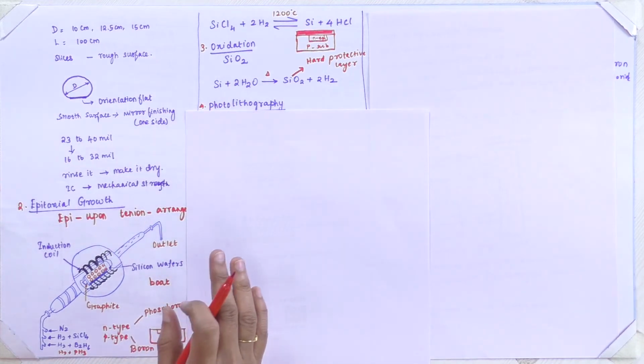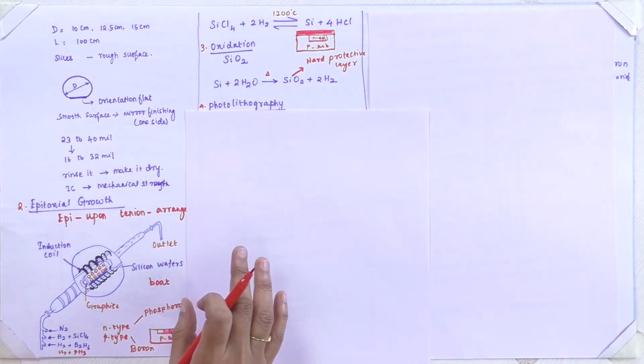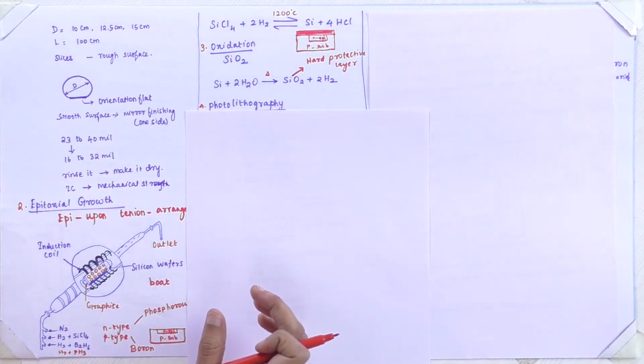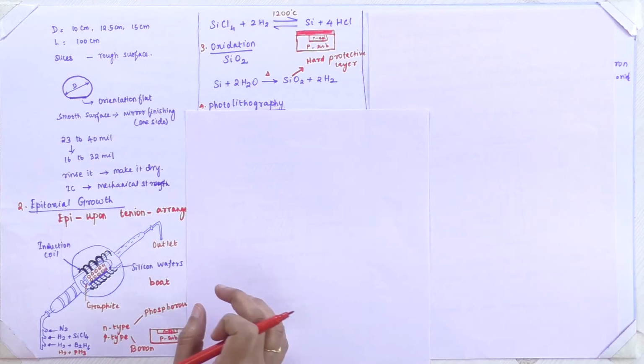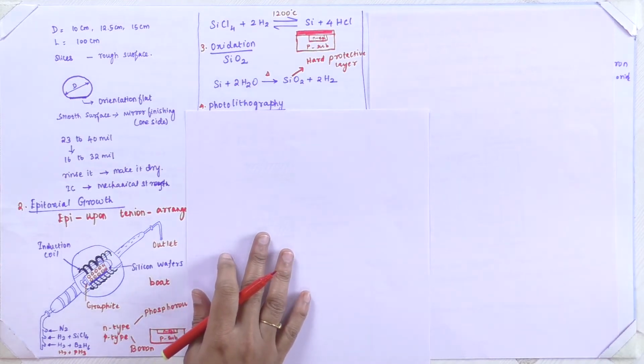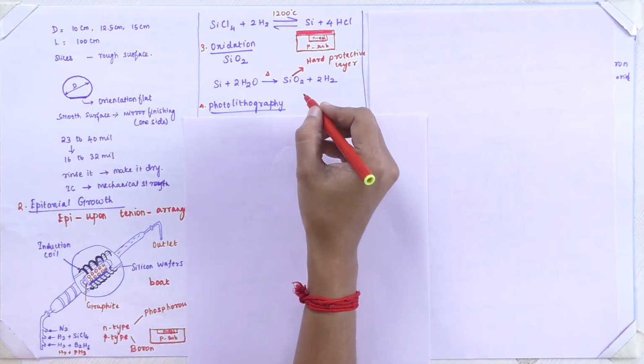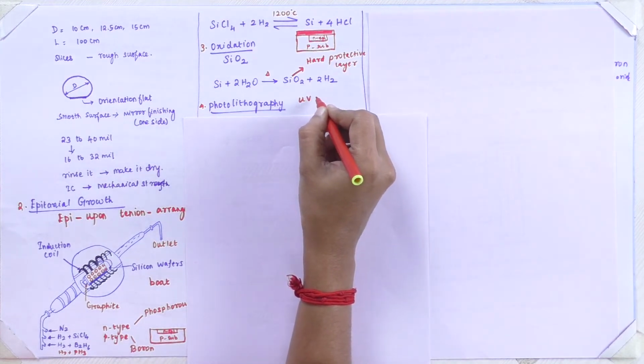Next comes photolithography. That is your fourth topic to be discussed in this basic planar process, and a very important process. In this photolithography technique, the conventional technique uses UV light exposure.